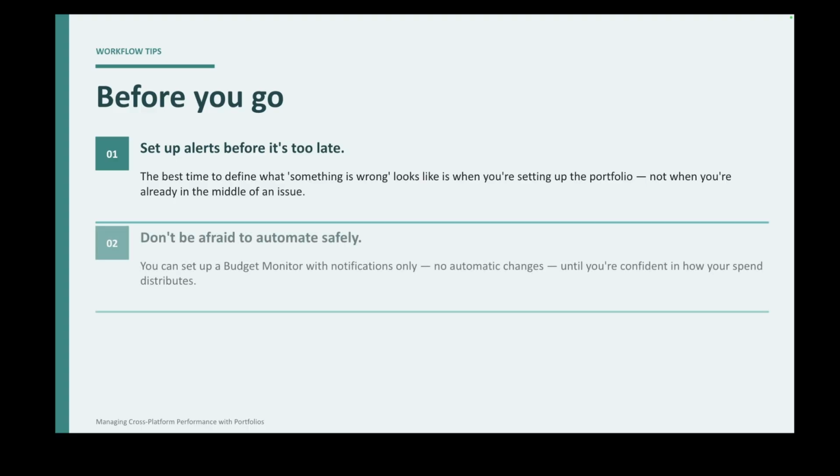a real issue. Second, if you are new to portfolio budget and budget automation and you're wary about using it, don't worry. You can always just set the notifications and just spend a week watching pacing and understanding how your spend actually distributes before you let the system start making changes. If you're not comfortable with automations at all, you still have the manual optimization tools to help you out.